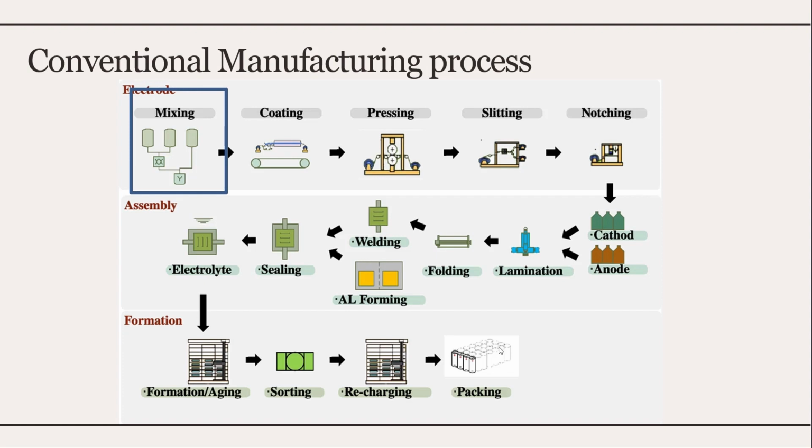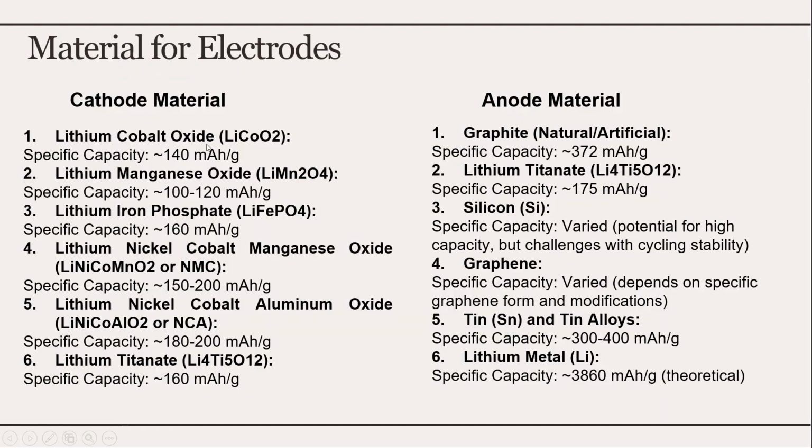So this is a very conventional process, including in all kinds of formats, but we will start with each of the processes one by one, and I will tell you what the formats are and what processes are involved in each format, for example cylindrical, prismatic, or pouch cell. So let's start with the mixing process itself.